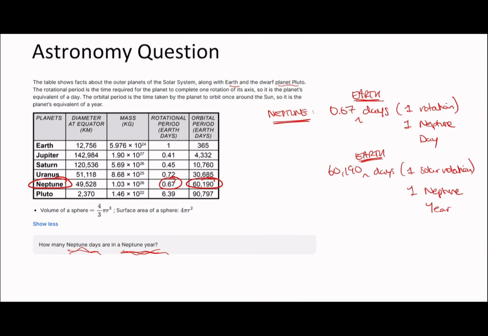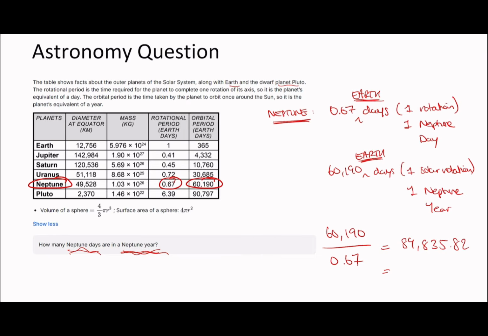So how many Neptune days are in a Neptune year? In a Neptune year, there's 60,190 Earth days in total, and each Neptune day is 0.67 days. So all you have to do is 60,190 divided by 0.67. Okay, so if I just get my calculator and do that, I'm going to get, oh, that number seems wrong. 60,190 divided by 0.67, I get 89,835.82 days.